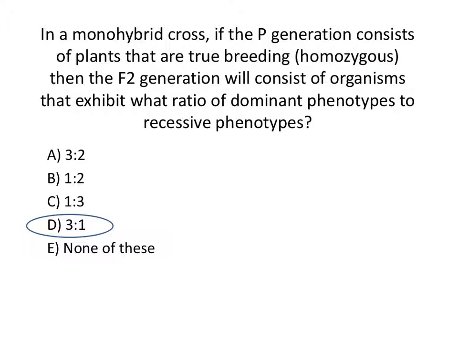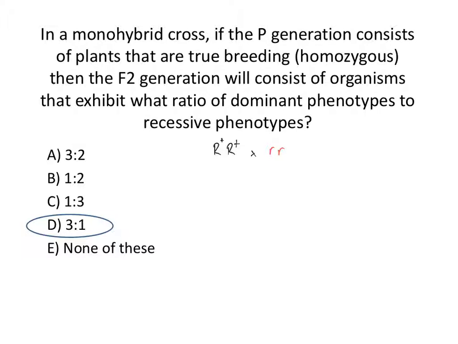Next question. In a monohybrid cross, if the P generation consists of plants that are true breeding, then the F2 generation will consist of organisms that exhibit what ratio of dominant phenotypes to recessive phenotypes. Essentially, this is Mendel's work. So if we come back here, where we've got one plant that has this, and another plant that has that. So we've got our dominant shown here in the capital letters. Sometimes we will refer to it as being plus as well.